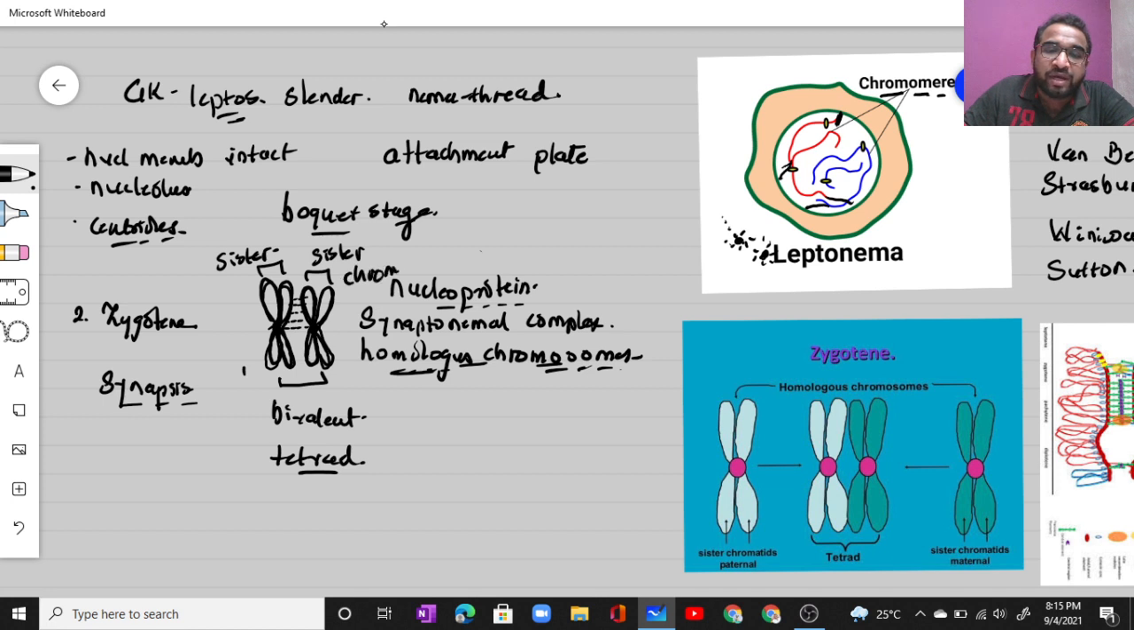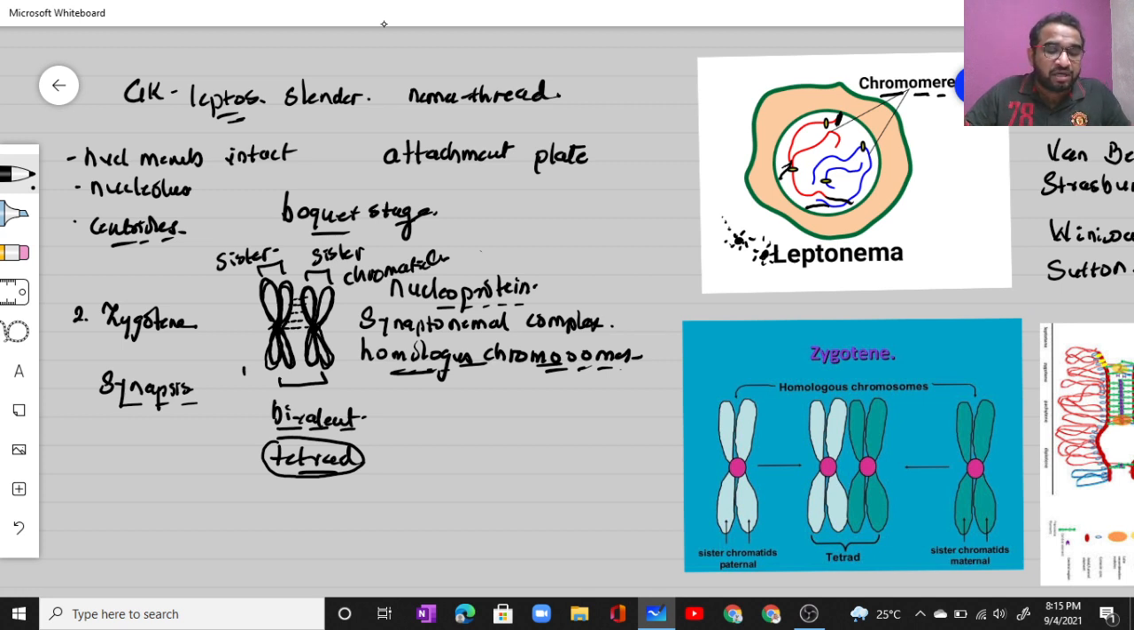So how many chromatids can we see? Four chromatids. So that's why the condition is called tetrad. And how many chromosomes can we see? Two. So it is called a bivalent condition. So these are sister chromatids and these are the non-sister chromatids, and the synaptonemal complex is getting formed. The synapsis has already taken place.